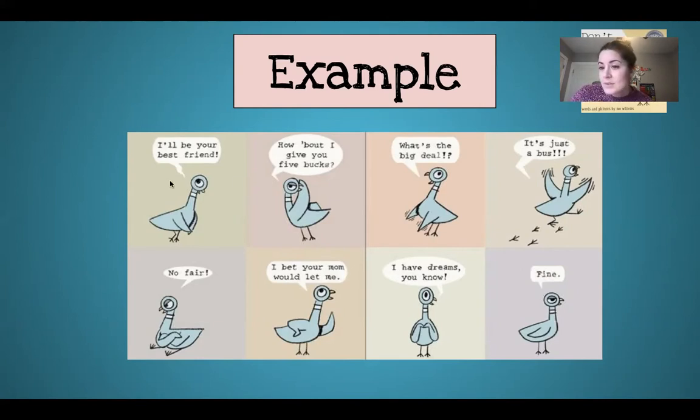But those are some examples of how he was trying to persuade us, like, hey, just let me drive the bus. I'll give you $5. Or what's the big deal? It's just a bus, right? Or I'll be your best friend if you let me. Now, those are not good reasons to just let someone do something. But he's trying his best to persuade us, to get us to change our mind on something. And about the time when he wanted a puppy, right? He was trying to persuade us that he knew how to take care of a puppy.